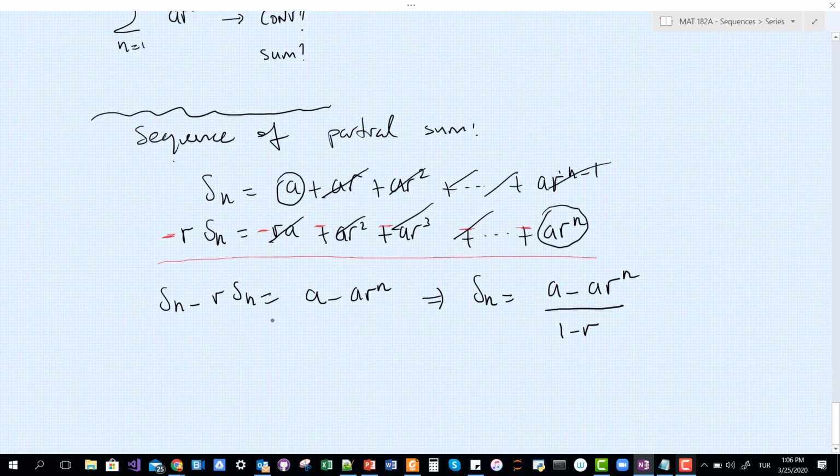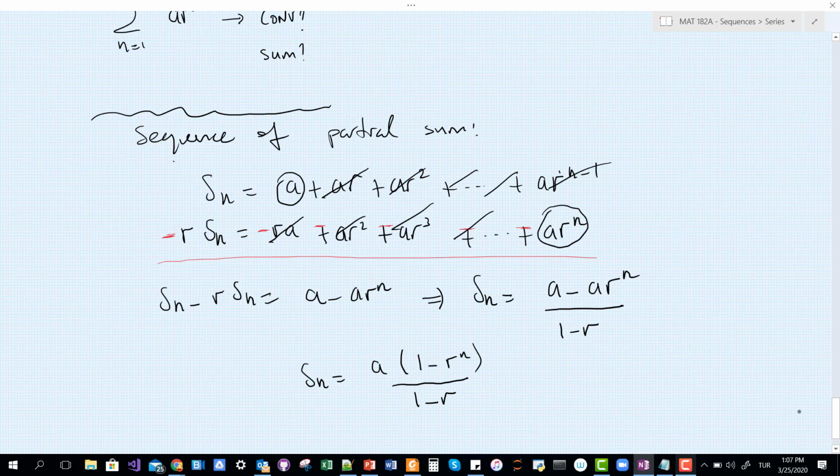I can do better, right? Sn can be written in this way. So A is a common term on the top, 1 minus R to the N, and then over, look at that, 1 minus R. Okay, I get a new form of Sn.